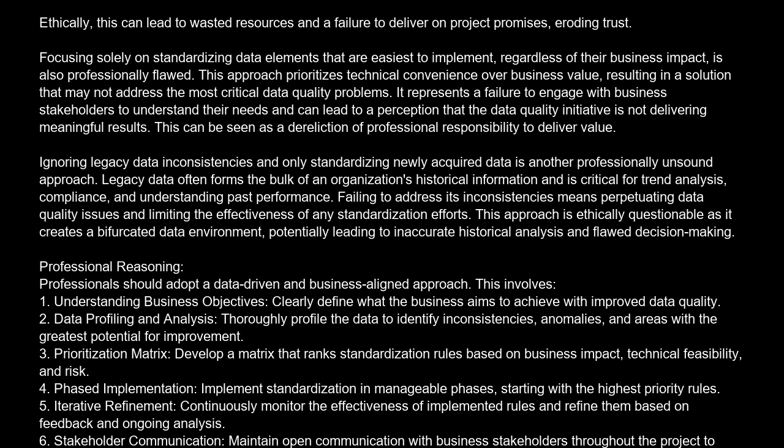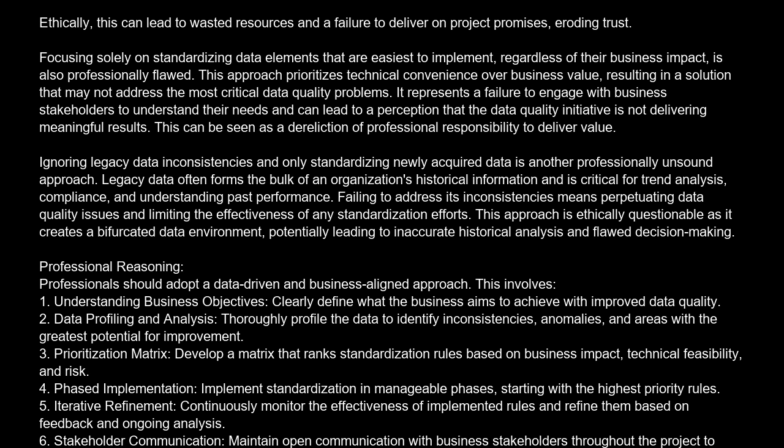Focusing solely on standardizing data elements that are easiest to implement, regardless of their business impact, is also professionally flawed. This approach prioritizes technical convenience over business value, resulting in a solution that may not address the most critical data quality problems. It represents a failure to engage with business stakeholders to understand their needs and can lead to a perception that the data quality initiative is not delivering meaningful results. This can be seen as a dereliction of professional responsibility to deliver value.